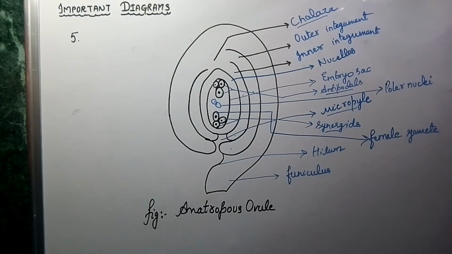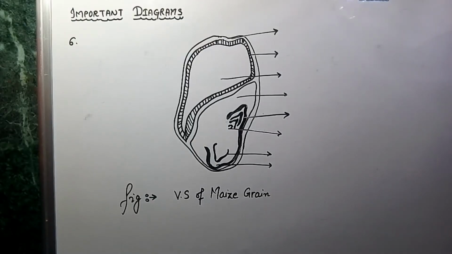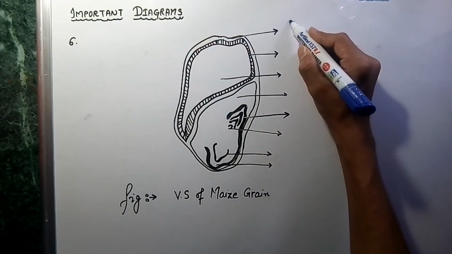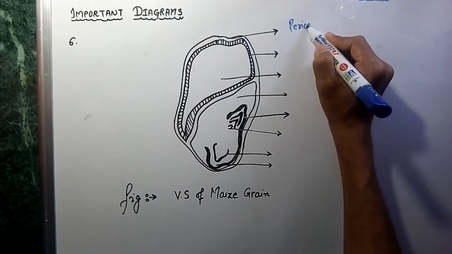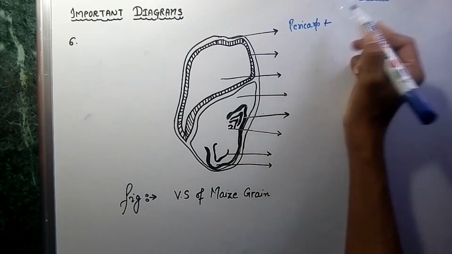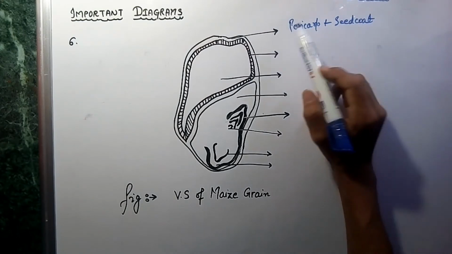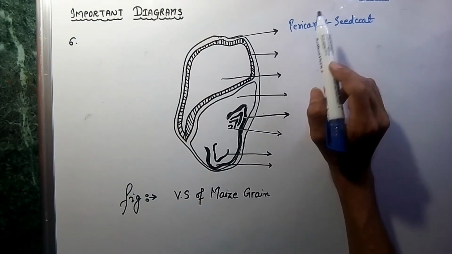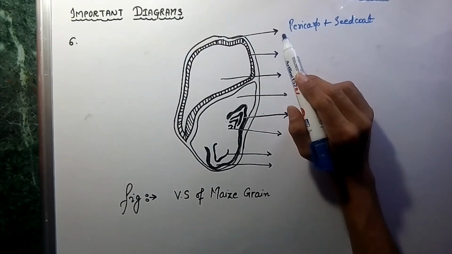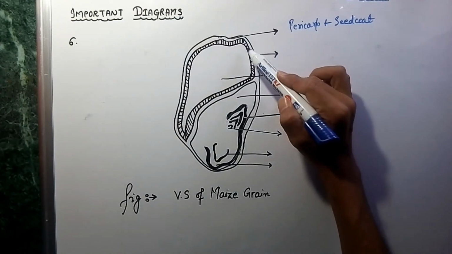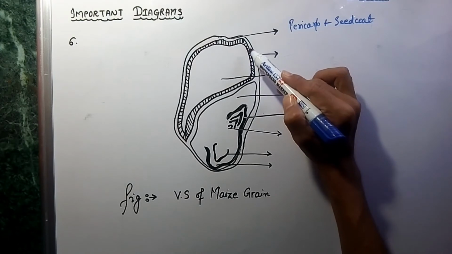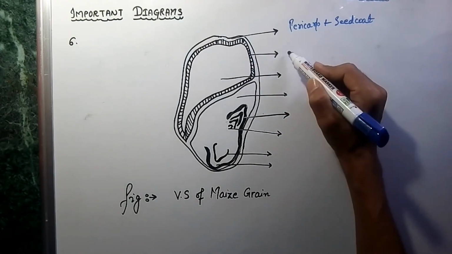So friends, this diagram is of an anatropous ovule. In this diagram, we will look at the VS of a maize grain. We know that the wall of a grain is known as the pericarp, and the seed coat, when these fuse together, they form the husk, and just below the husk a layer of cells is found. This layer of cells is called the aleurone layer.